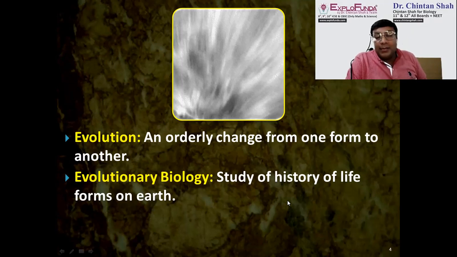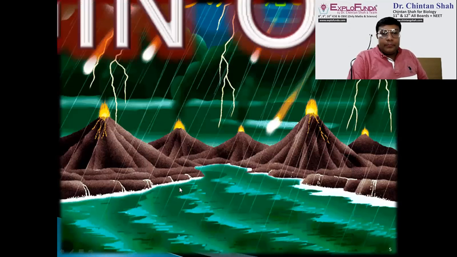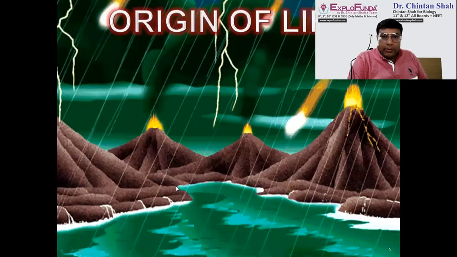What is another word for the evolutionary relationship? Let me tell you, that's known as a phylogenetic relationship. In the classification, we studied about this. Phylogeny is also regarding these evolutionary things. Okay, what is this? It is the origin of life.